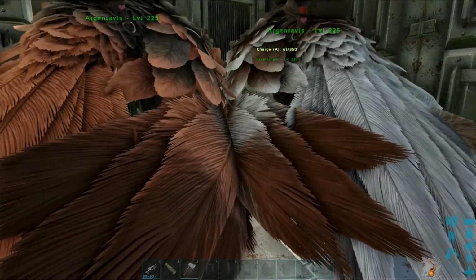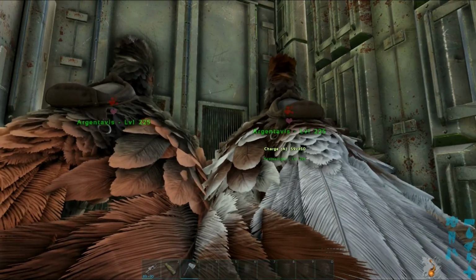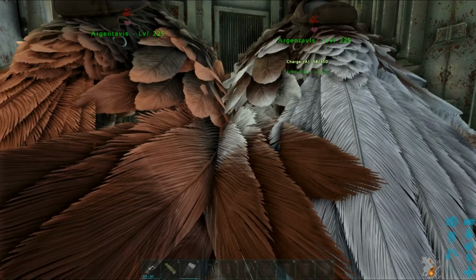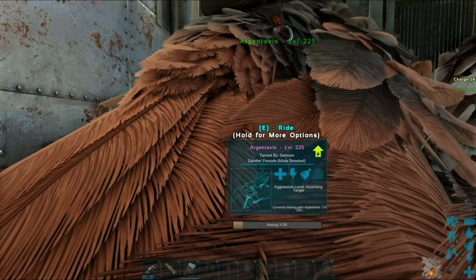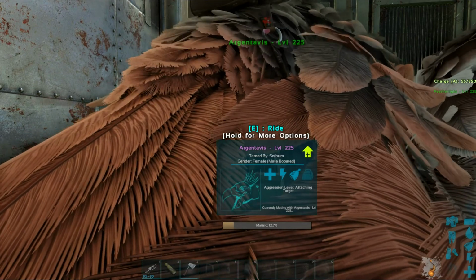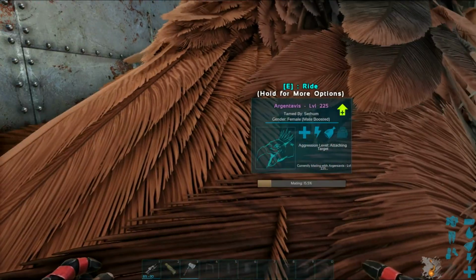So I've set them both on wander. As you can see, they are not moving anywhere, but they do also have additional hearts above their names, meaning that they are breeding. So if I look at the female, I will see a breeding bar, and once that has filled up, the female Argentavis will lay a fertilized egg.